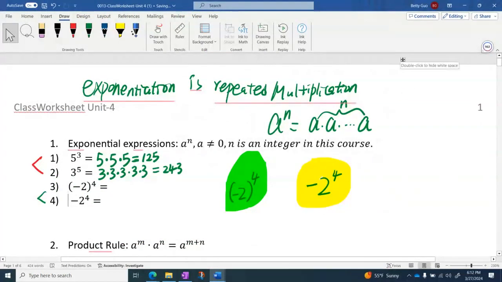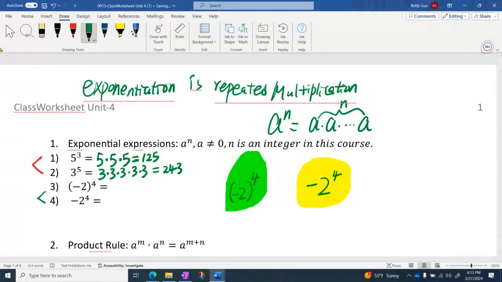Let me explain why. The structure. I think I do emphasize the importance of seeing the structure of an expression a lot in this algebra class, right? Here is another example. The structure is very different in the two expressions. In the green, -2 is in the parentheses, and on the shoulder of the parentheses, we have the power 4.